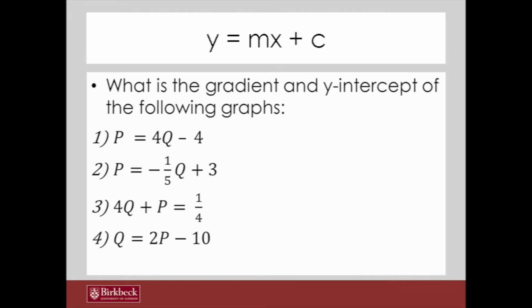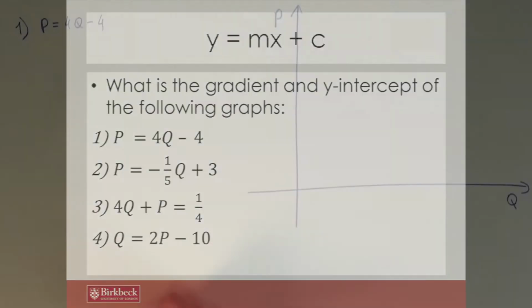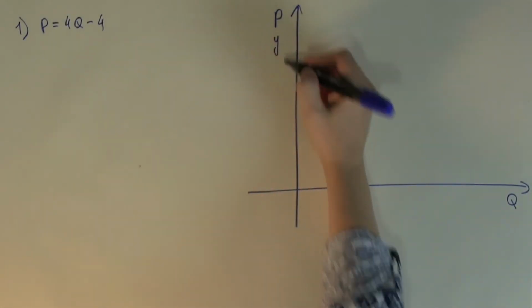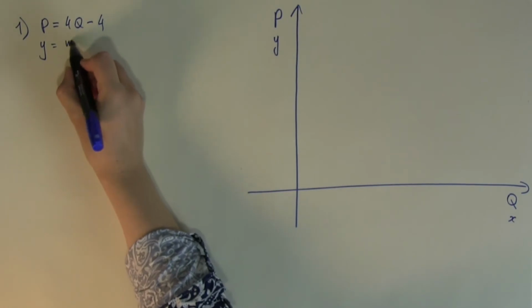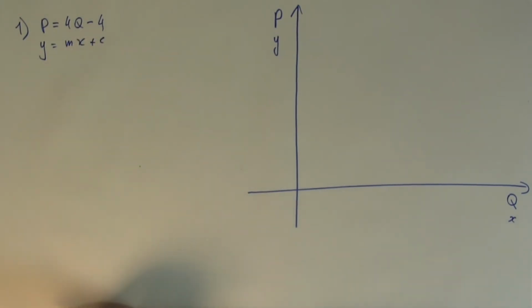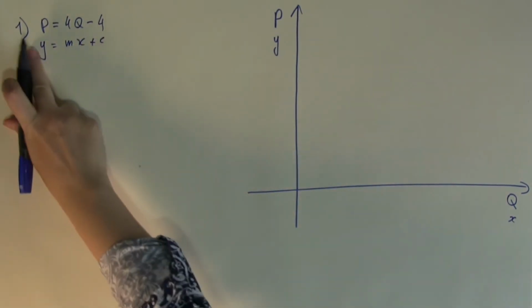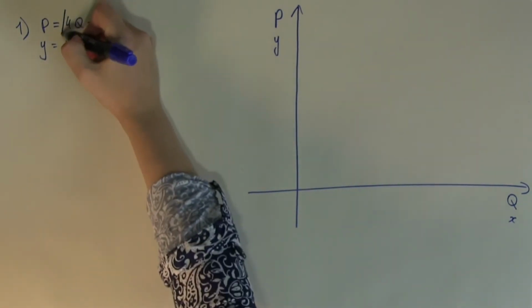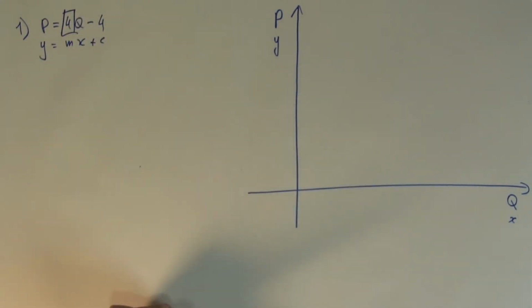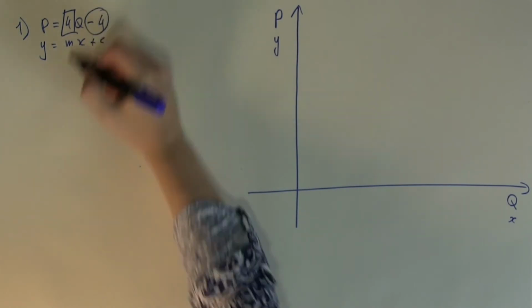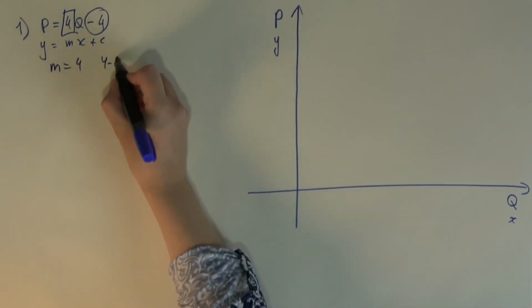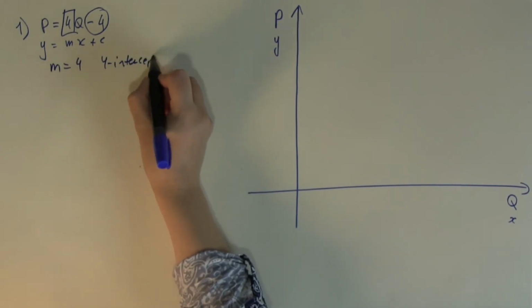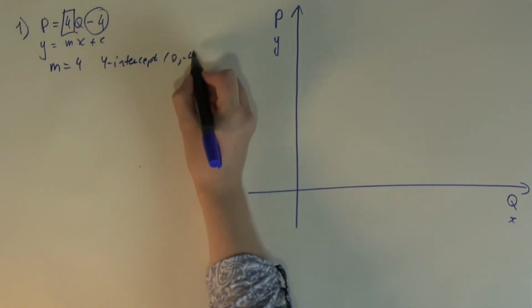P equals 4Q minus 4, well, P is on the y, Q is on the x, so this is exactly in the y equals mx plus c format. So from this one, just by looking at it, I can straight away read off the gradient and the y-intercept. So the gradient would be 4 and the y-intercept would be 0, minus 4.